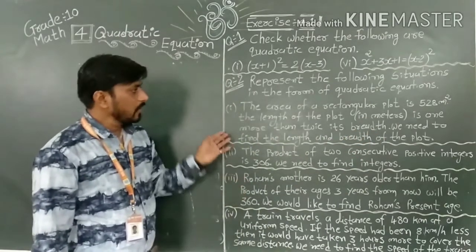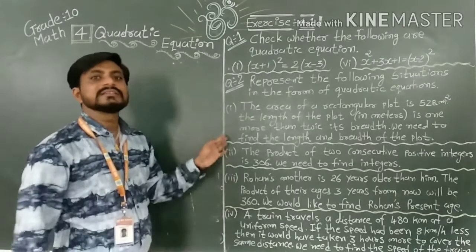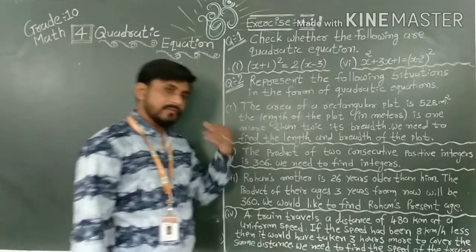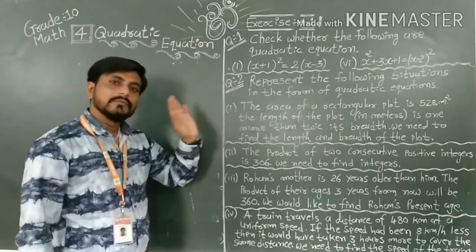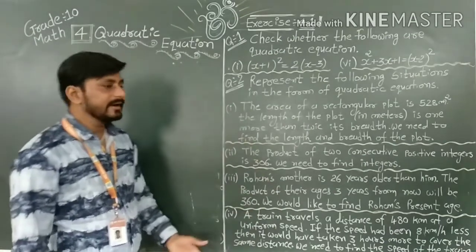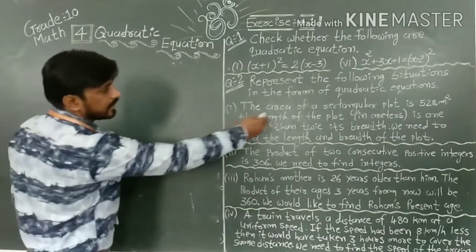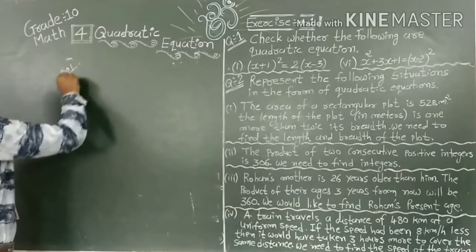Here we only represent this situation. We do not solve this example. Okay? Further we solve in exercise 4.3, 4.4. But here we only represent this situation in a quadratic equation. So here we have a rectangular plot. So look here, what is the solution first?